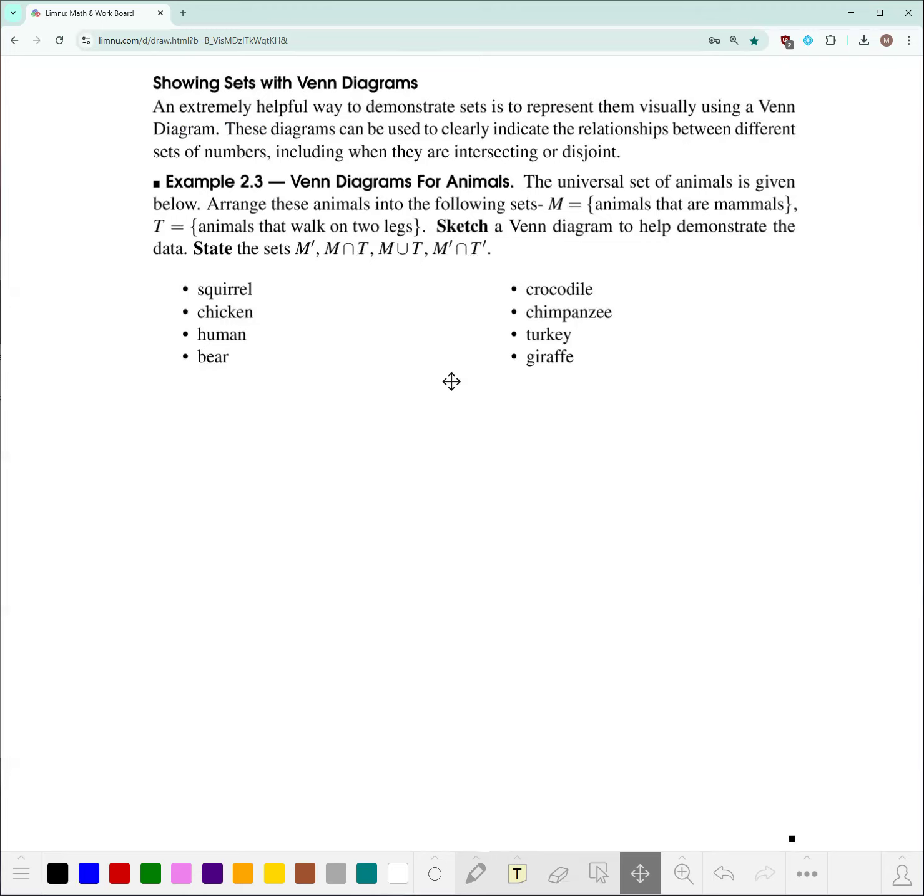Arrange these animals into the following sets. M, which is animals that are mammals, and T, animals that walk on two legs. Sketch a Venn diagram to help demonstrate the data and state the sets M, complement of M, M union T, M intersection T, I read those backwards, and the intersection of not M, or M's complement, and not T, T's complement. Ooh, okay. So this is going to take a little bit of work.